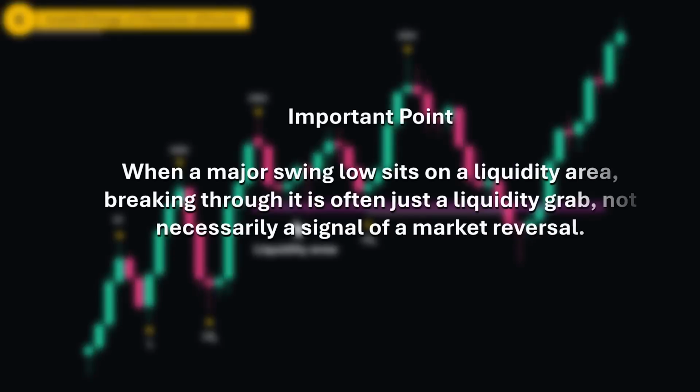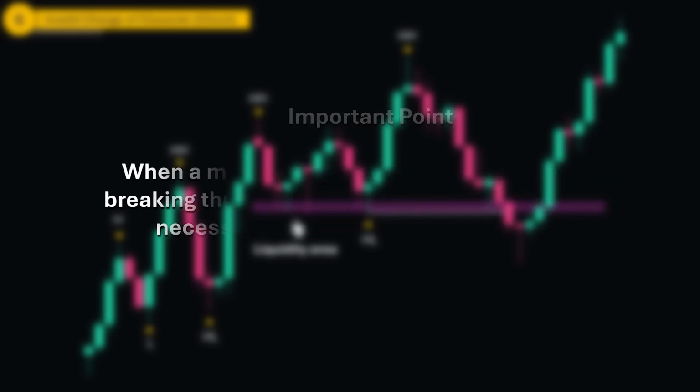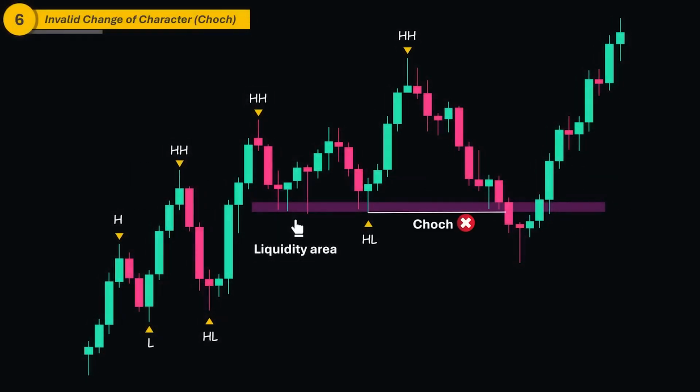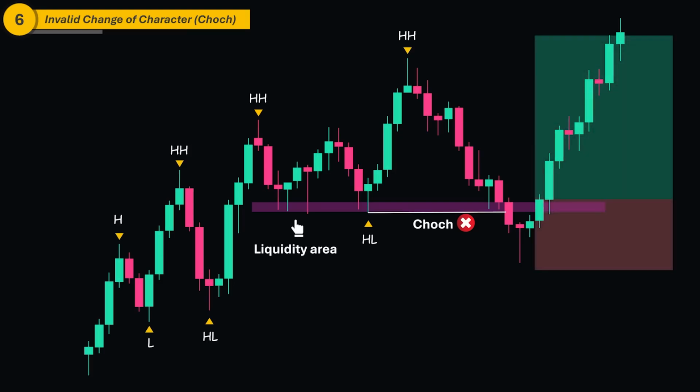When a major swing low sits in a liquidity hotspot, breaking through it is often just a liquidity grab, not necessarily a signal of a market reversal. In this context, we can't classify this break as a valid change in character. If the price re-enters the range after the liquidity sweep, it creates an excellent opportunity for a long position. Why? Because the overall trend remains bullish, the sell-side liquidity has been engaged, and the next target is the buy-side liquidity. As smart money traders, our goal is to enter after the stop losses are taken out, when the real move begins. Now, that's just one piece of the puzzle.